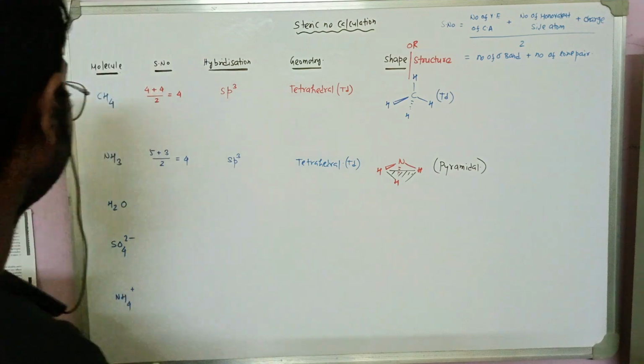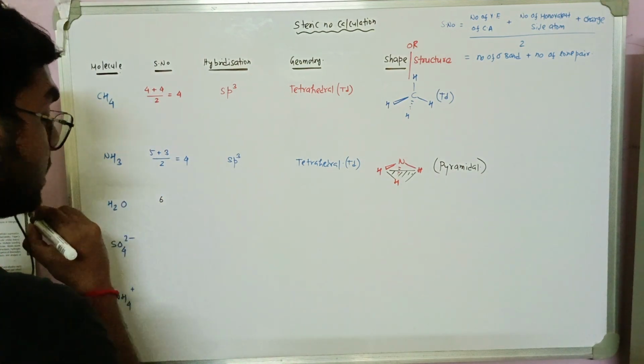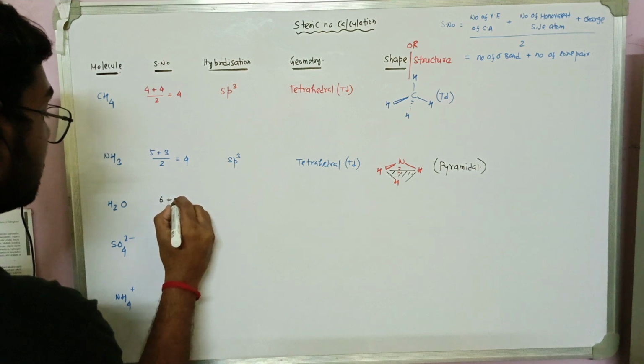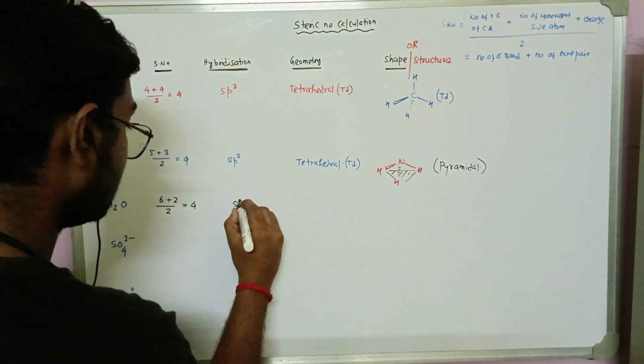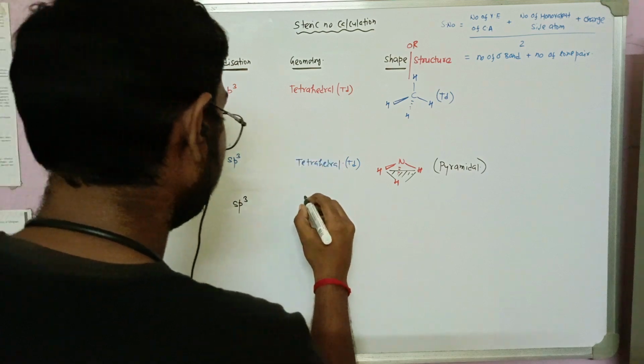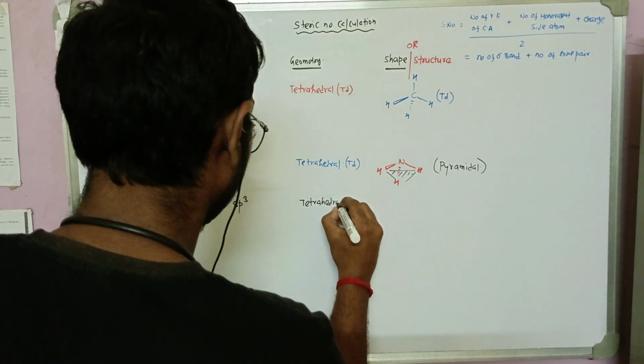Okay, let's come to the water molecule. The steric number is 6, the valence electrons of the oxygen central atom, plus 2 for 2 hydrogens, divided by 2, to be 4. Hybridization is sp3. That means the geometry will be tetrahedral for sure. Tetrahedral, TD.